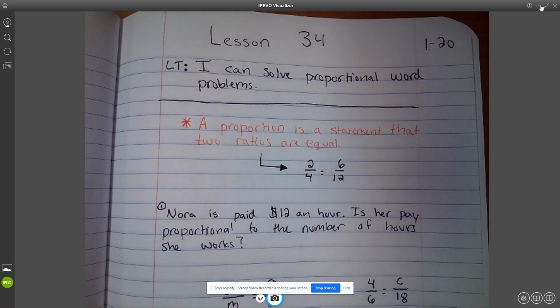We got lesson 34. As always, going to be doing problems 1 through 20. Our learning target is I can solve proportional word problems. We're also really just going to be focusing on solving proportions. I'm going to kind of teach you a little trick in order to do that.